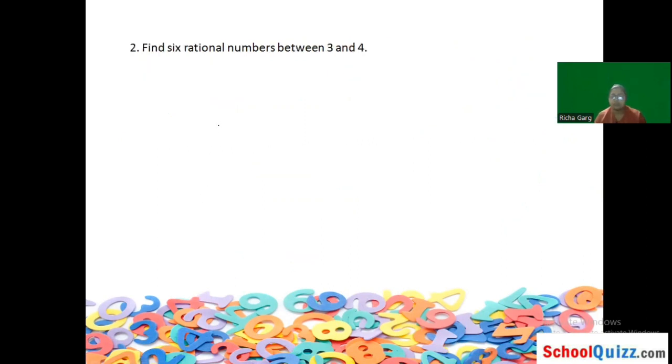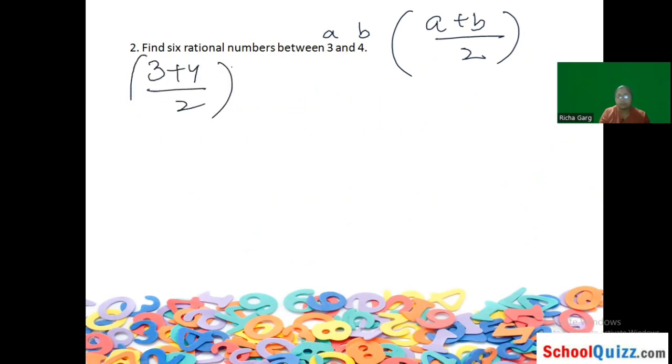Find 6 rational numbers between 3 and 4. The formula we have learned was A plus B upon 2. So A is 3 and B is 4. So A plus B upon 2 is 3 plus 4 upon 2. That will be 7 upon 2. So my first number is 7 upon 2, and the list is 3, 7 upon 2, 4.